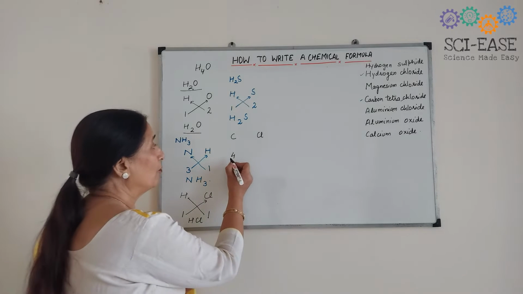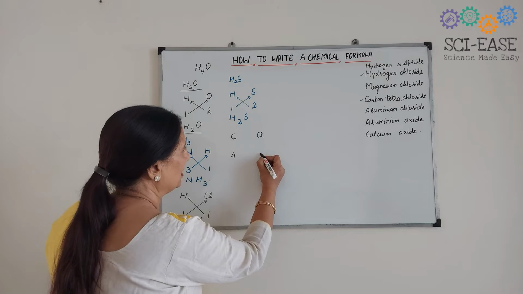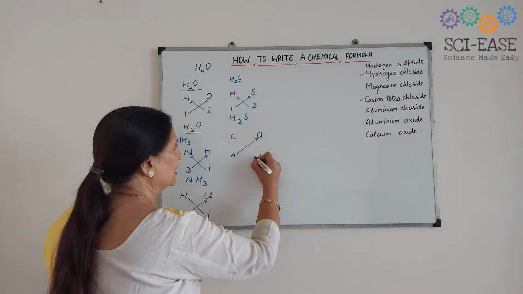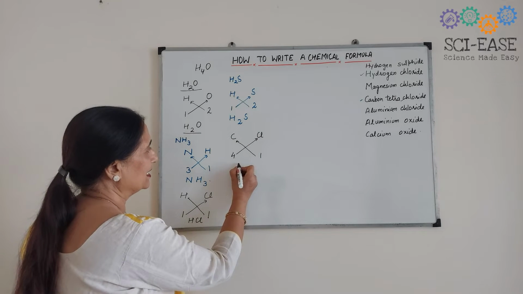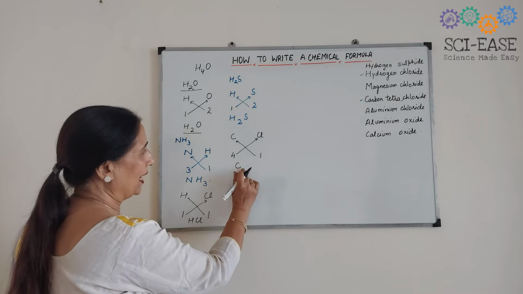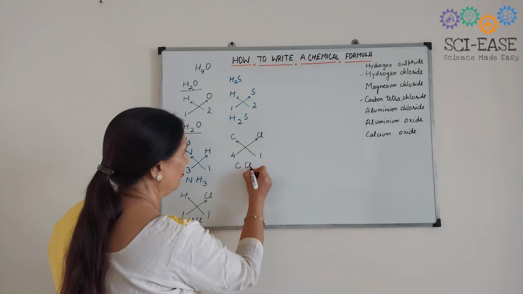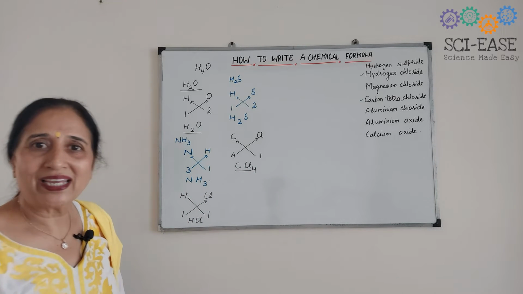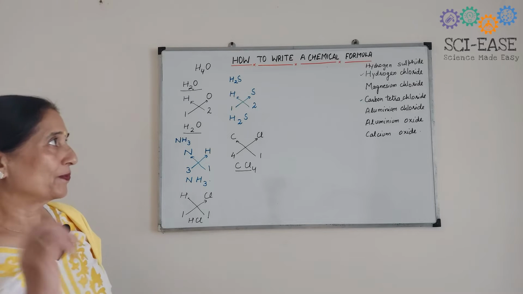So here 4 electrons are present in the valence shell, and here the valency of Cl is 1. I have already told you. Crisscross, what will you get? Carbon 1, we will not write it, Cl4. So, the formula for carbon tetrachloride comes out to be CCl4.